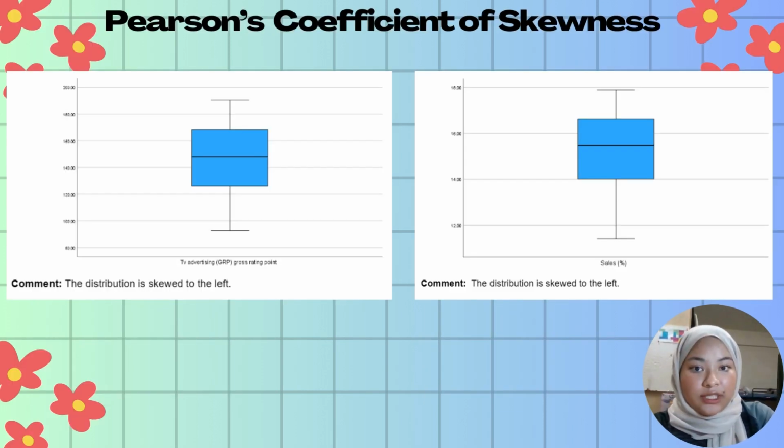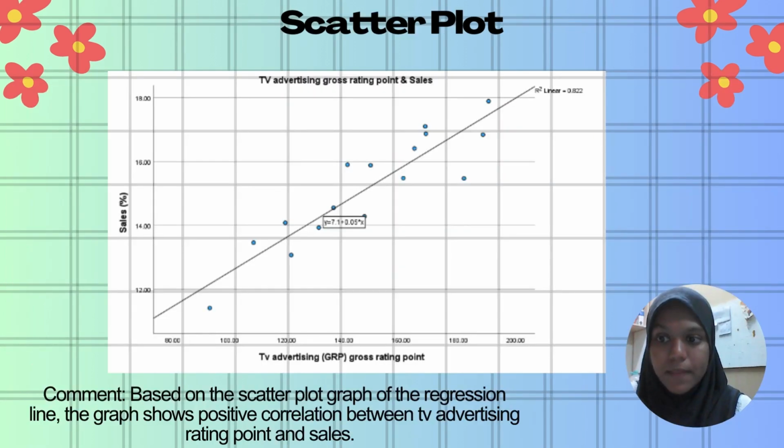Pearson's coefficient of skewness. From the table of box plot below, both of these distributions are skewed to the left. Based on the previous slide, we have achieved the second objective, which is to find the skewness of the two variables between the gross rating point of television advertisement and the number of sales over a 16-year period. Now, I will show you the scatter plot that we have created using the SPSS tools.